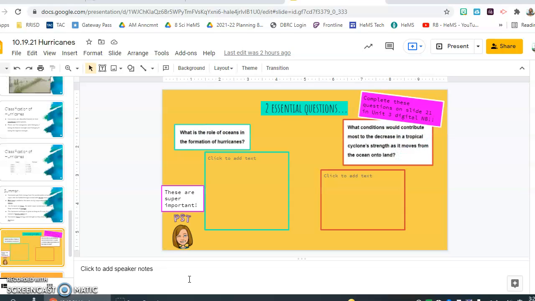So what I'd like to ask you to do is there's 2 essential questions. These are on slide number 21 in your digital notebook. What is the role of oceans in the formation of hurricanes? You're going to click here to add the text. And then what conditions would contribute most to the decrease in tropical cyclone strength as it moves from the ocean onto land?